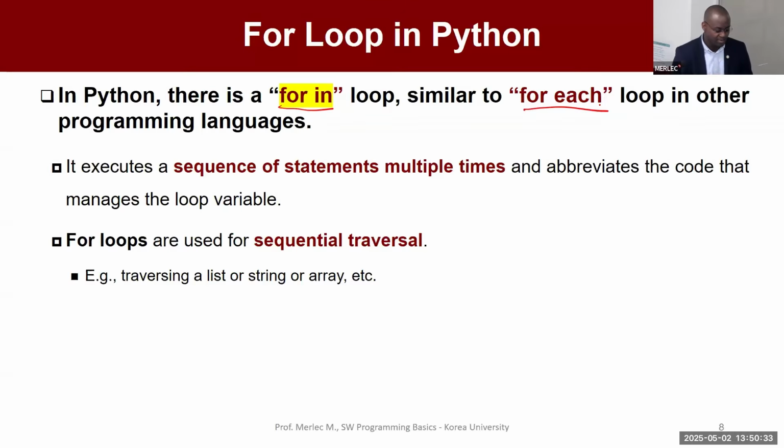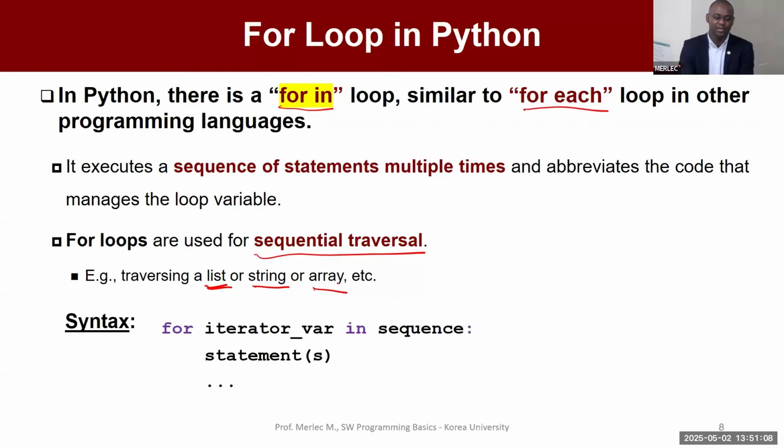So the for loop is used in many situations. The use case of a for statement can be to go through a sequence of elements. Okay, it is used for sequential traversal operations, such as traversing or exploring a list of objects, or a sequence of characters like a string or an array. So those are a few use cases of for loop instructions.